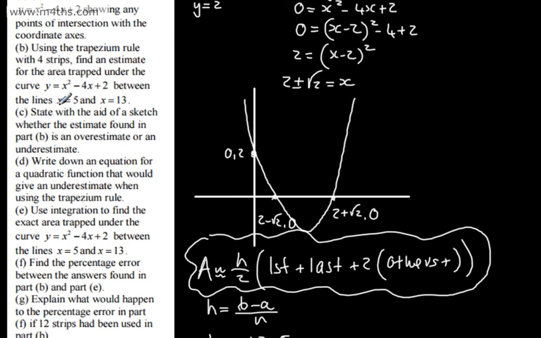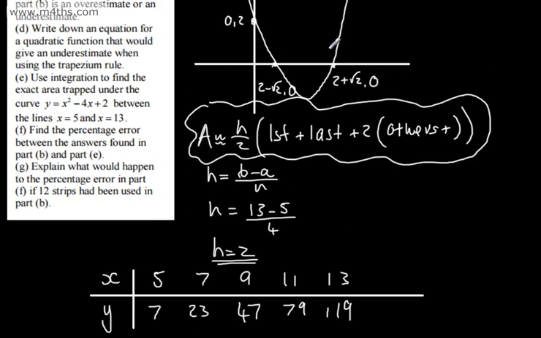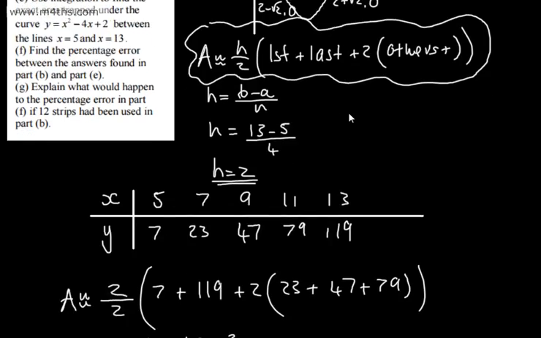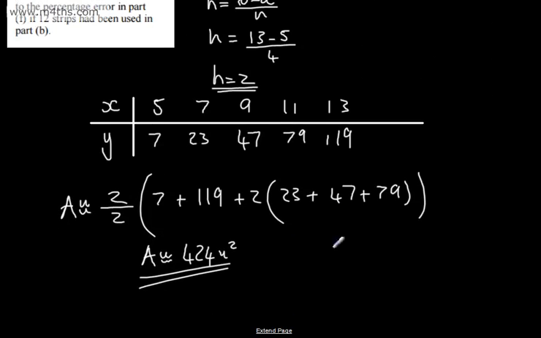In part C, it says state with the aid of a sketch whether the estimate found in part B is an overestimate or an underestimate. So if we look now, this is concave, and we can say that this is going to be an overestimate. So what we're looking at now is the parabola, and I'm just going to draw these on. Let's just go ahead and do this. Again, this is something that we've looked at in a previous video.